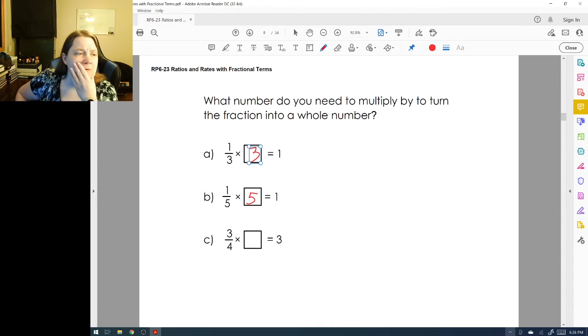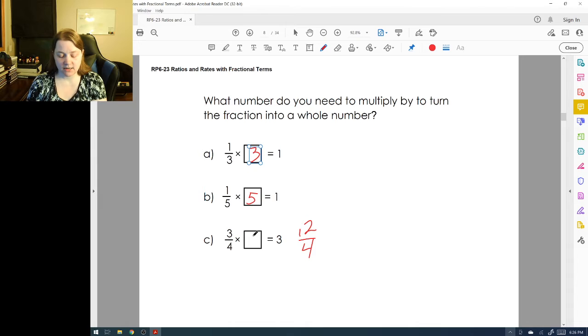3/4. What do I need to multiply 3/4 by to get 3 wholes? Well, I know that to get 3 wholes, this needs to be something over 4. And if it takes 4 parts to make a whole and I want 3 entire wholes, how many pieces would I need? Well, if it takes 4 parts to make an entire pizza, and it's a 3-slice pizza each time, 3 times 4 is 12. So I need to figure out 3 times what gets me to 12, and it turns out that it's 3 times 4.